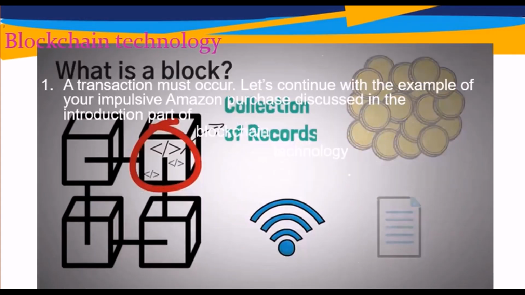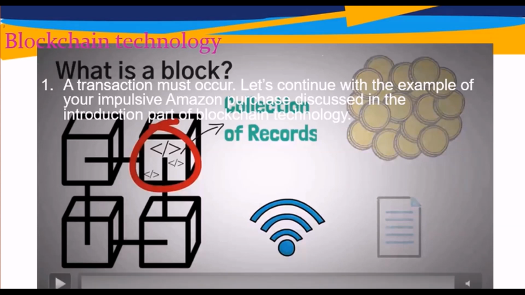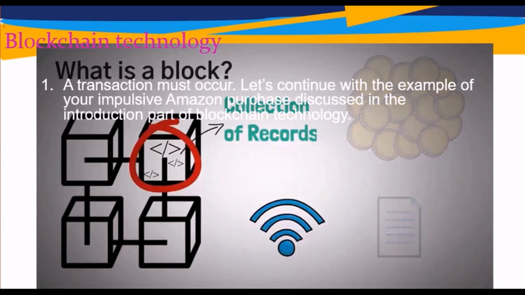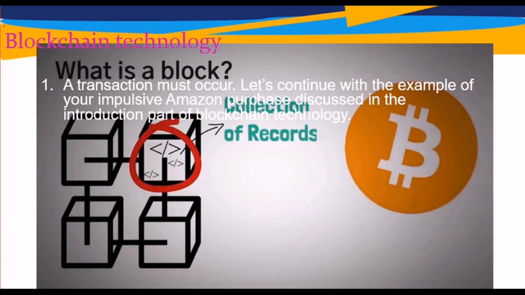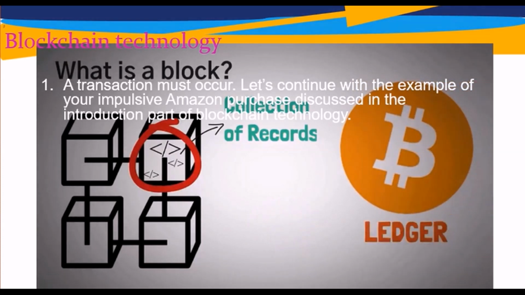When a blockchain stores new data, it is added to the blockchain. A blockchain, as its name suggests, consists of multiple blocks strung together. In order for a block to be added to the blockchain, however, four things must happen. First, a transaction must occur. Let's continue with the example of your impulsive Amazon purchase discussed in the introduction part of blockchain technologies. After hastily clicking through the multiple checkout prompts, you go against your better judgment and make a purchase.